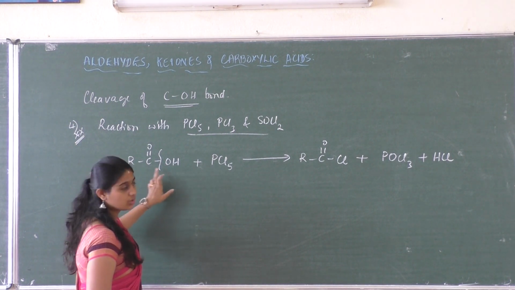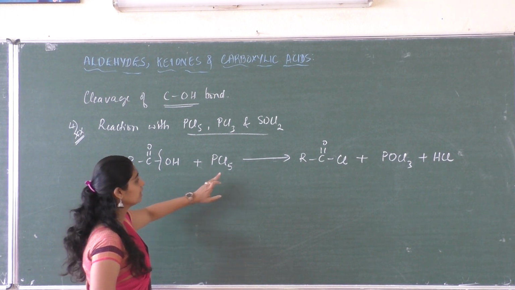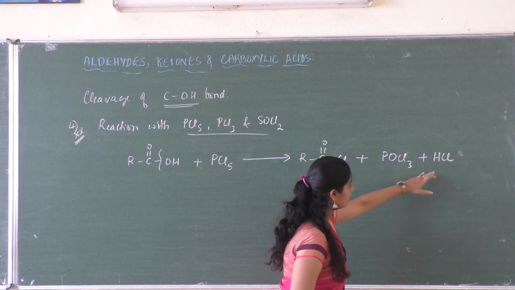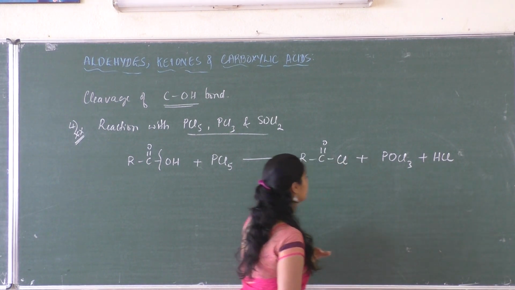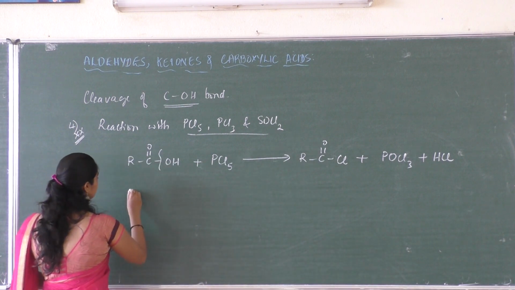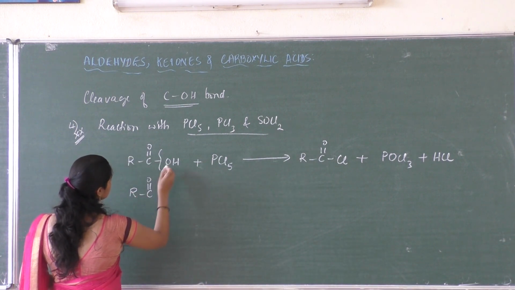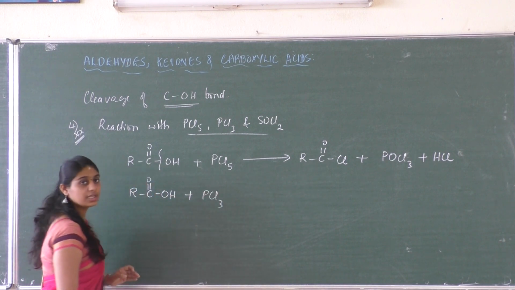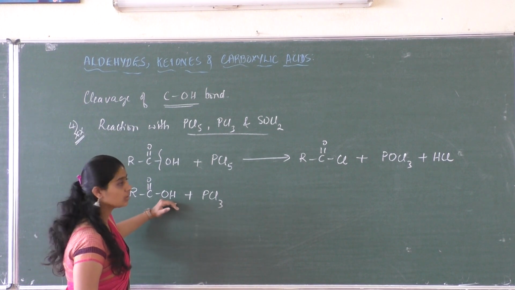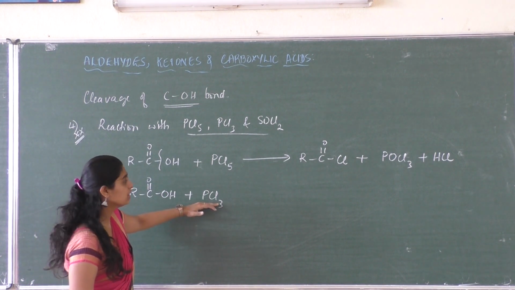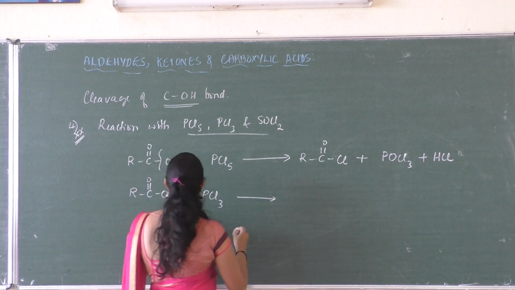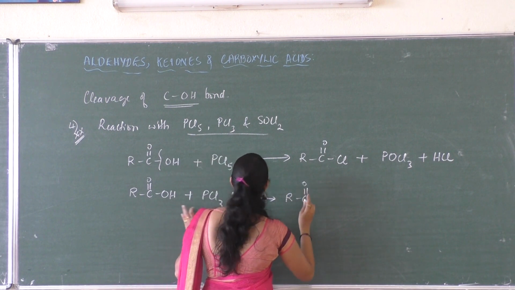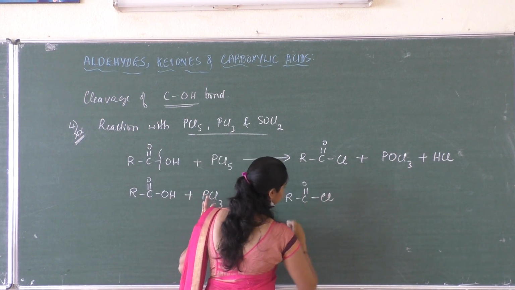So carboxylic acid on treatment with PCl5 will give acyl chloride along with POCl3, phosphoryl chloride, and then hydrochloric acid, HCl. Then let us see what happens if the carboxylic acid is treated with PCl3, phosphorus trichloride. Again the same, the substitution of the OH group by the Cl group takes place, so as to form R, again the product is the same, RC double bond O, instead of OH write Cl.